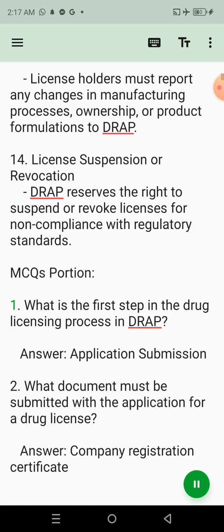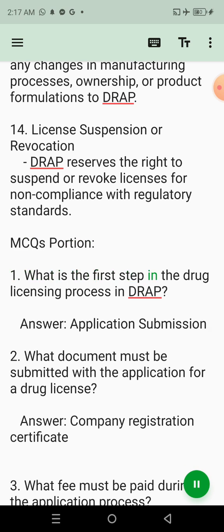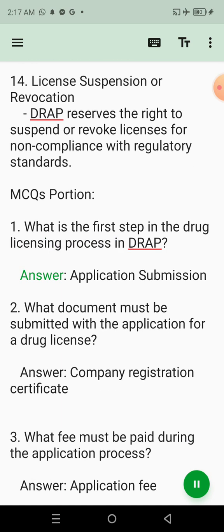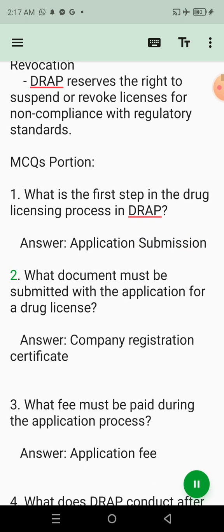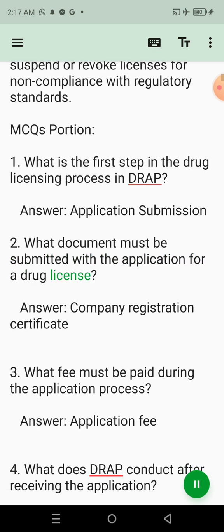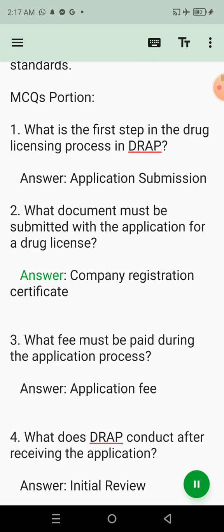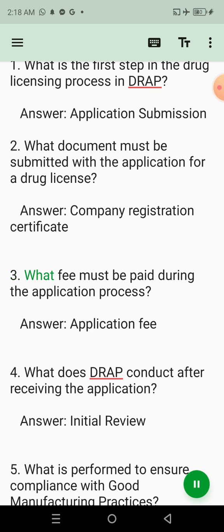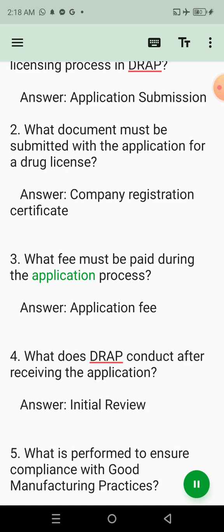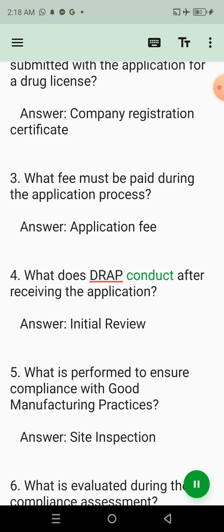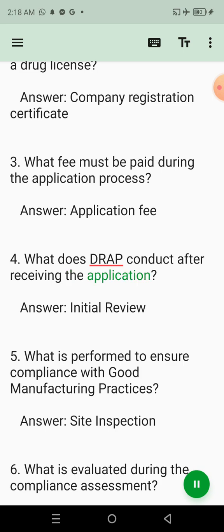MCQs portion. 1. What is the first step in the drug licensing process in DRAP? Answer. Application submission. 2. What document must be submitted with the application for a drug license? Answer. Company registration certificate. 3. What fee must be paid during the application process? Answer. Application fee. 4. What does DRAP conduct after receiving the application?